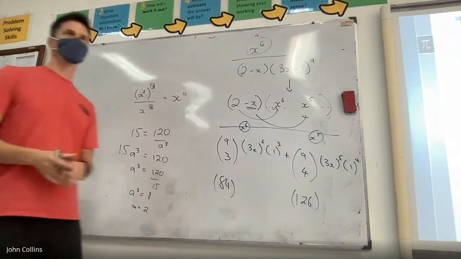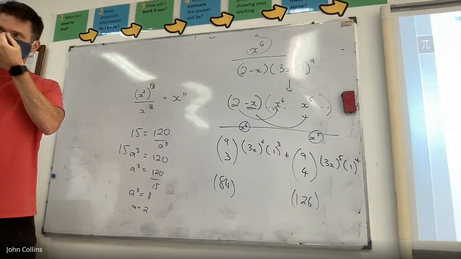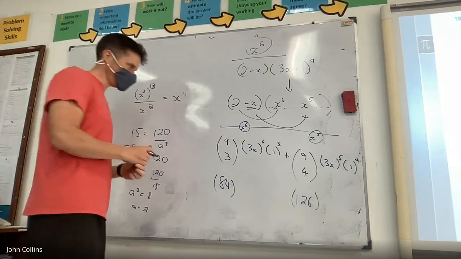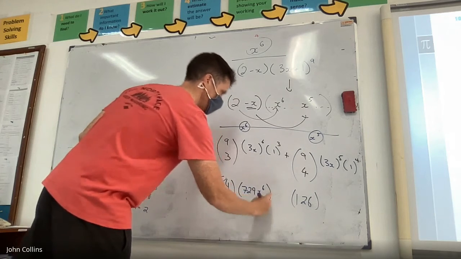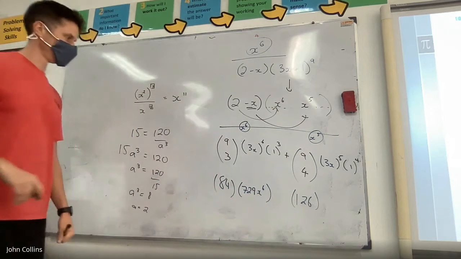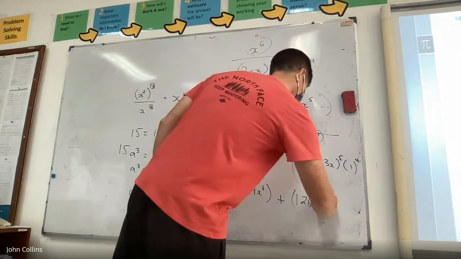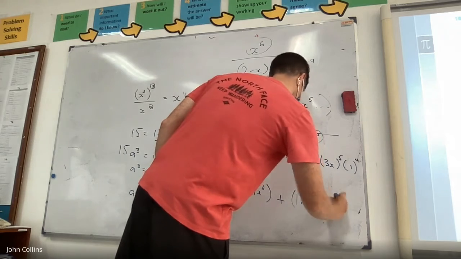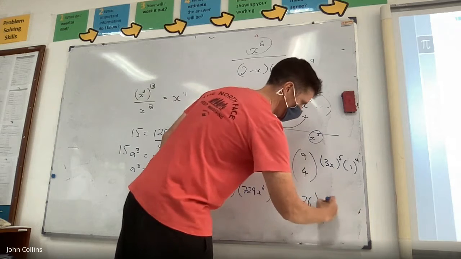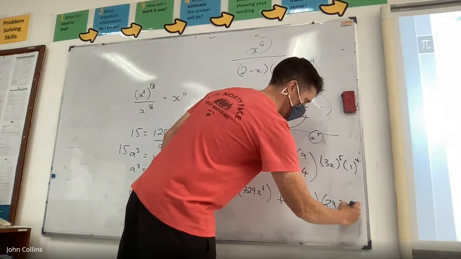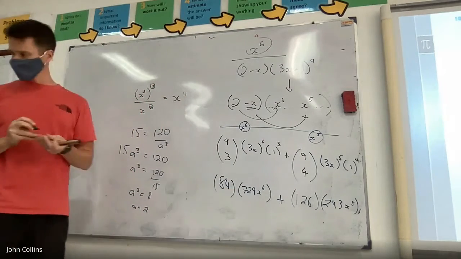3 to the power 6. 343? No. The next one, 729. 729 x to the 6, and 1 doesn't matter, that's gone. And then the next term is going to be, that's the 343, is it? No, it's not 343, it's 243. 243 and x to the 5. Wow, okay, big numbers.